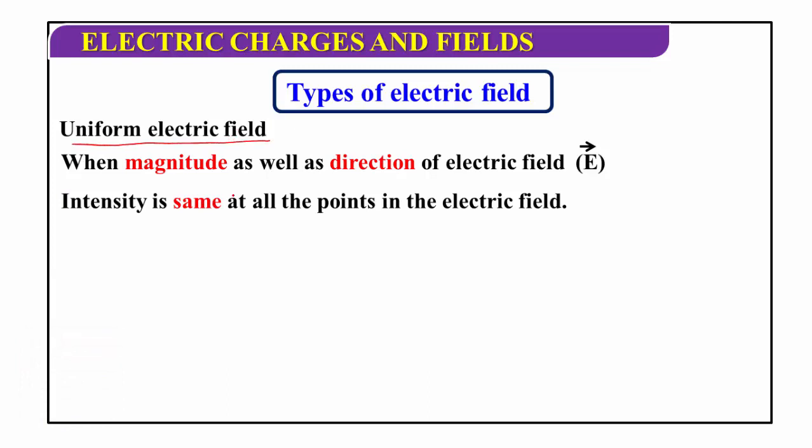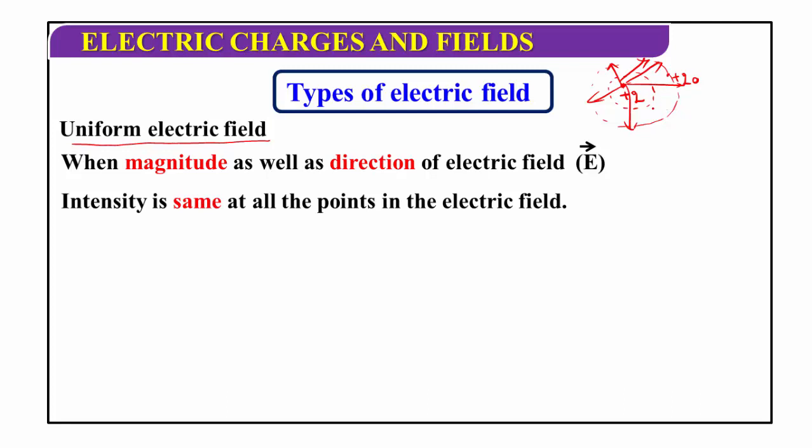Or if a test charge experiences the same force at all the points. Here I consider this is the plus q and the region around this electric charge. The region around this electric charge is called electric field, and plus q naught is a test charge. Here this test charge experiences the same force at all the points in this field, then it is called uniform electric field.